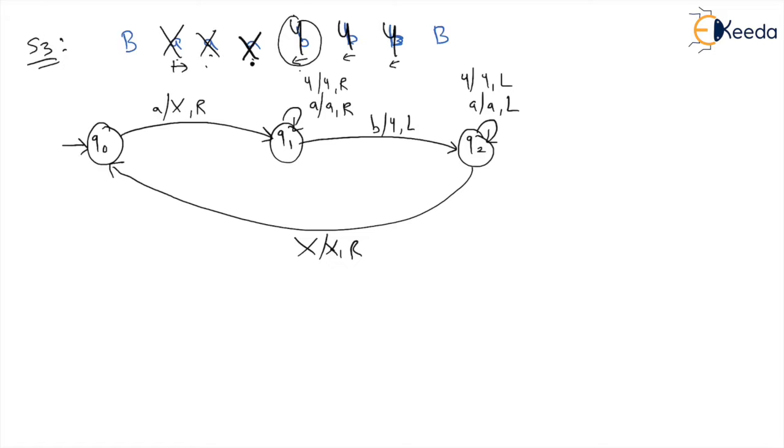Therefore, we say we have to write a new state. What will happen if in state Q0 I get a Y? I say for the first Y at least, remember this, for the first Y at least, keep it as Y and move to the right, and we go to a new state over here called Q3.